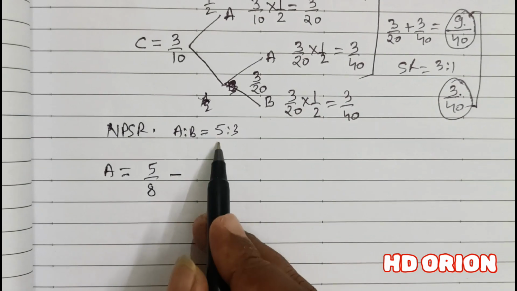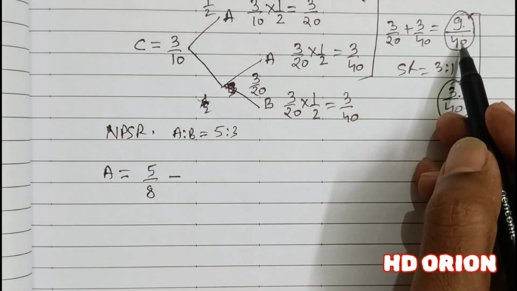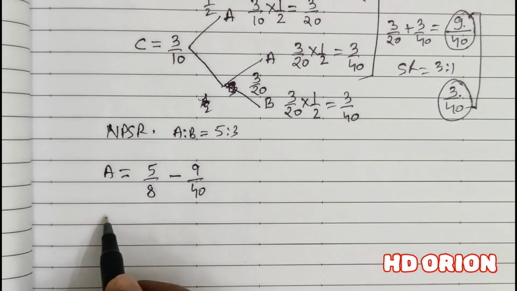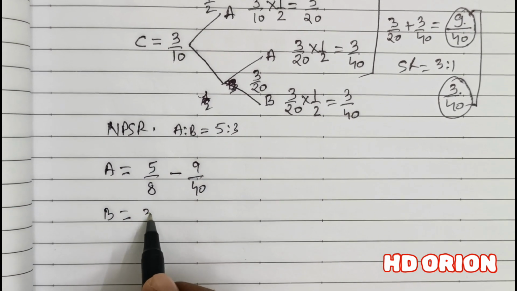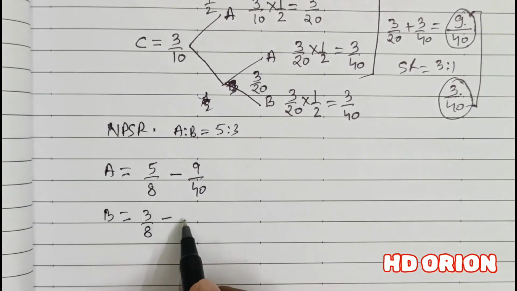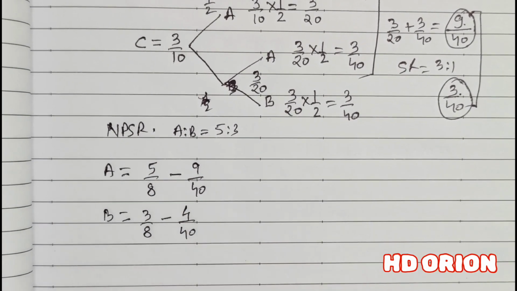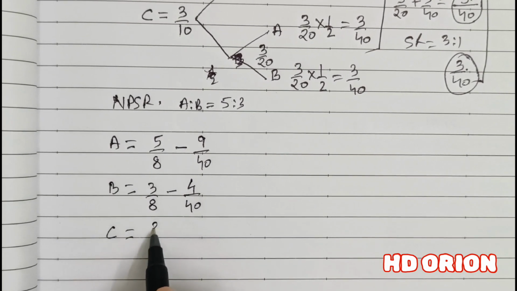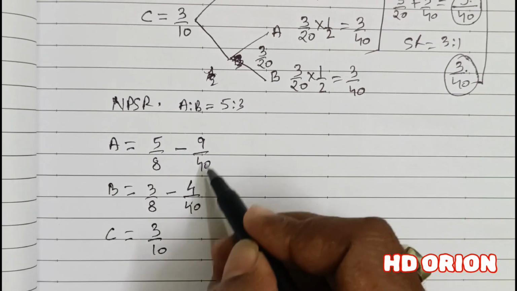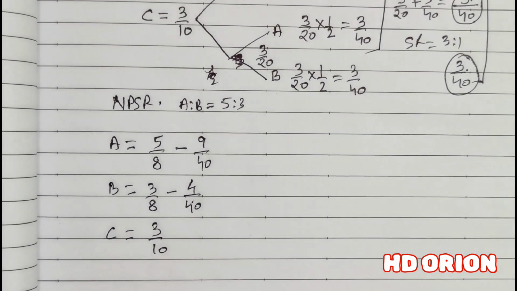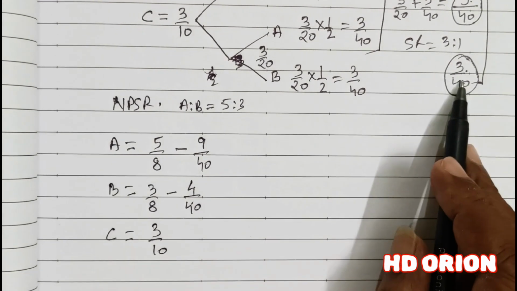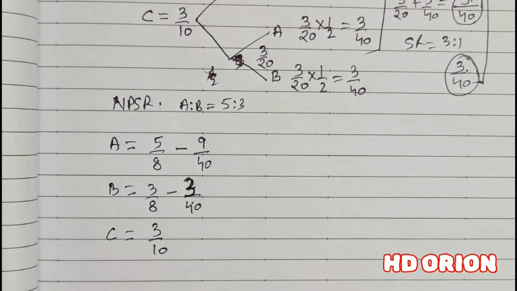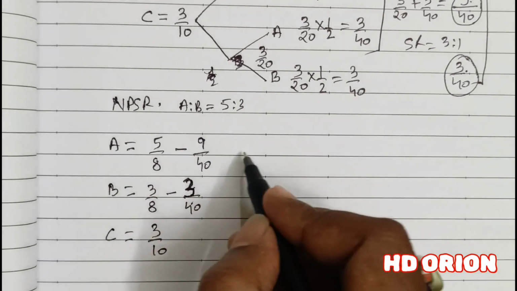Now out of this, therefore A's share is 5/8. 9/40 we will subtract in favor of C. B is getting 3/8 minus 3/40 in favor of C. And C is getting how much? C is getting 3/10. Even if you add these two, you will get 3/10. It is 3/40, not 4/40. Okay. Now solve this.